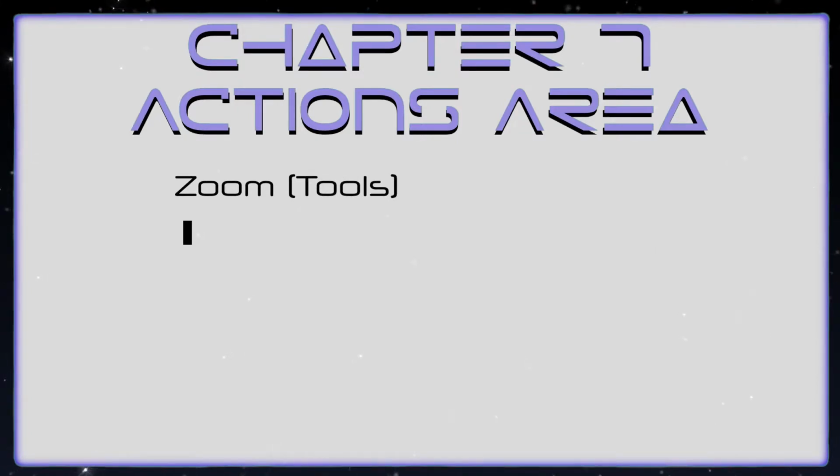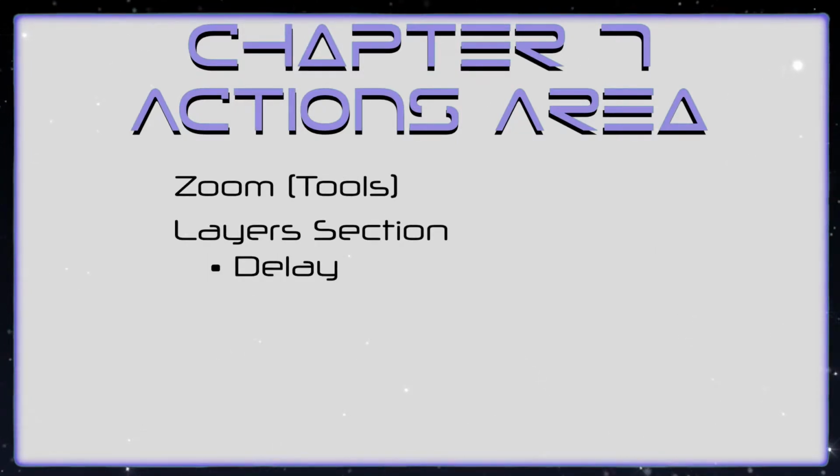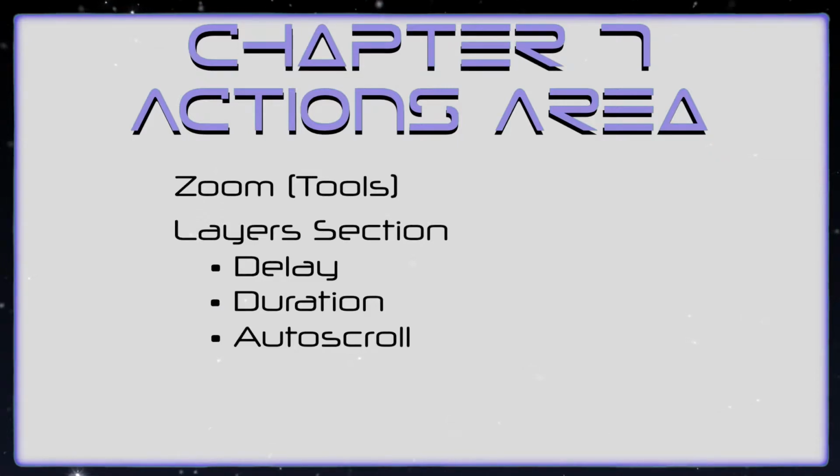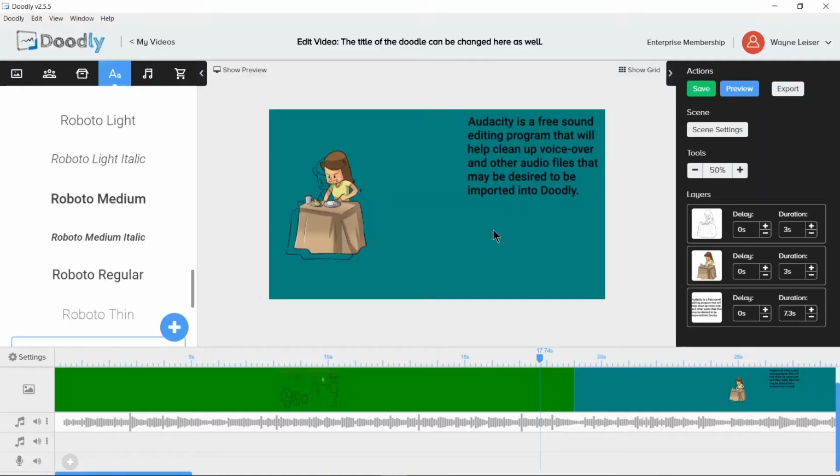We follow that up with zoom functionality, incorrectly called tools in this version. Finally, we take a detailed look at the layers section and learn about delays, duration time, and auto scroll. So grab your coffee, drink, or snack, and let's show you some of these actions and provide explanations.